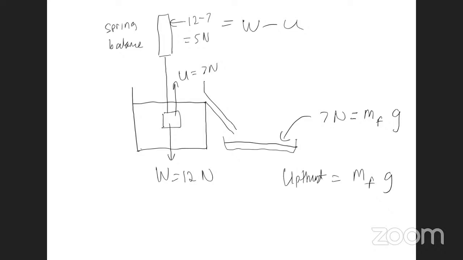How else can we find mass? Anybody remember our formula from the beginning of mechanics to find mass? Mass is what? Mass is equal to volume by density. You all might remember this. Density is mass on volume.